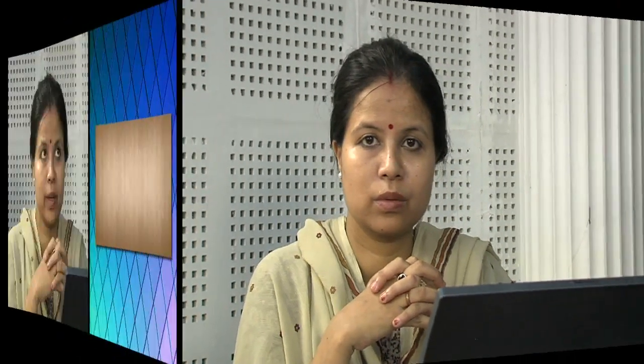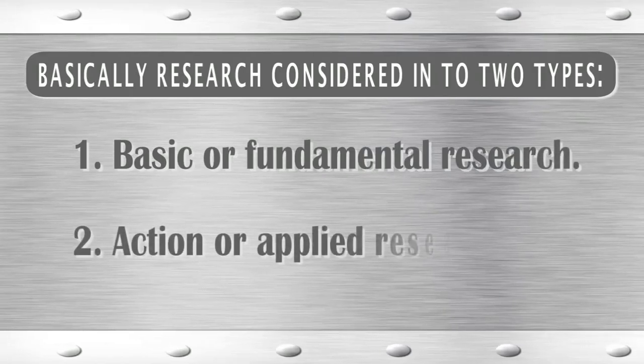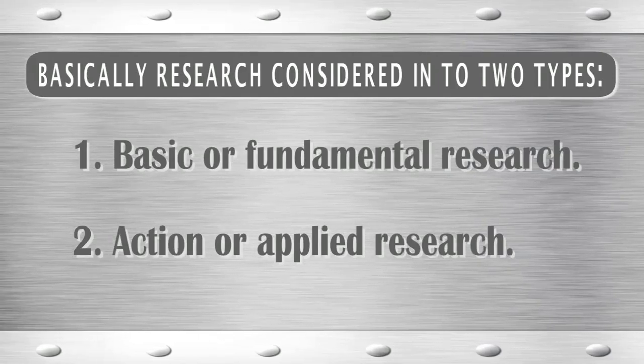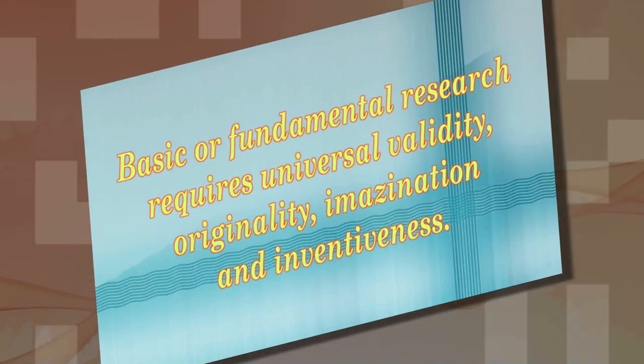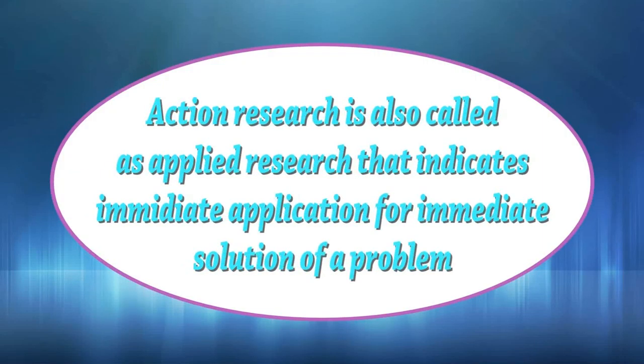After knowing the steps of research, we have to know the types of research. Basically, research is considered to be of two types. One is basic or fundamental research, which may be called pure research, and the other is action or applied research. Basic or fundamental research requires universal validity, originality, imagination, and inventiveness. It must be pure. And action research is also called applied research, which indicates immediate application for immediate solution of a problem.